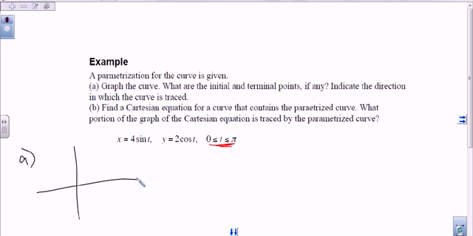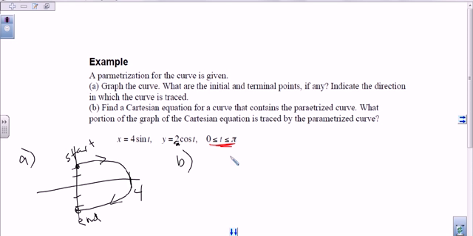So for A, you notice it actually starts here, y equals 2, and then goes around, hits x equals 4, and then comes back and stops there. So there's your initial, and here's your terminal. Goes through 4 like that. Now, if we went from 0 to 2 pi, that would be one complete ellipse, but we only went from 0 to pi. And it was traced in this direction.